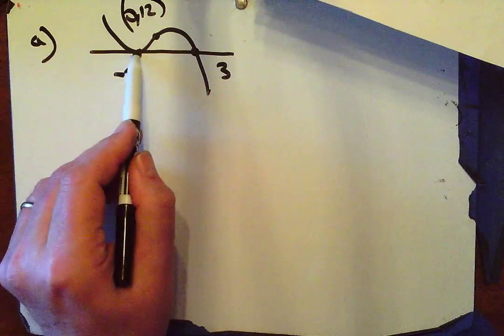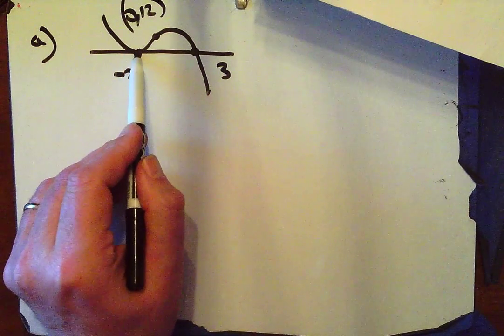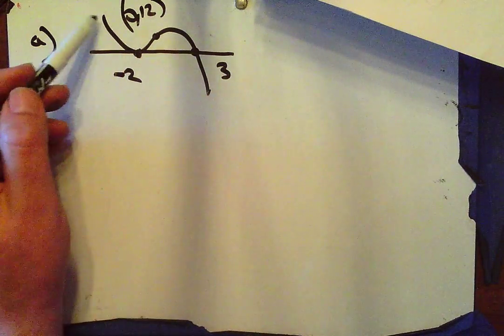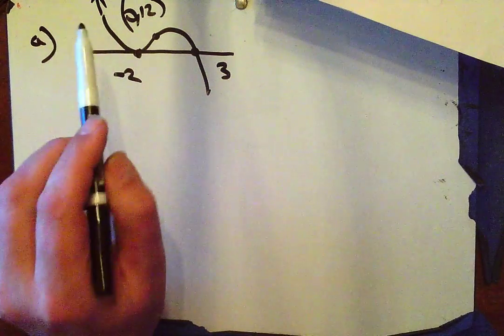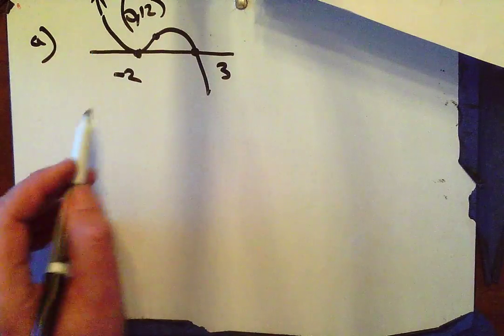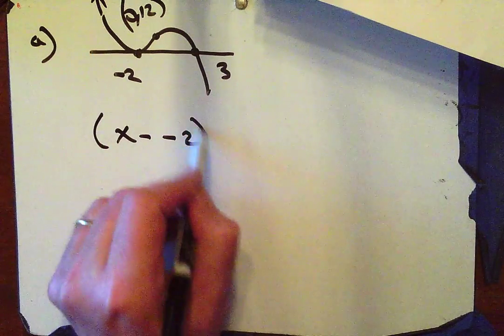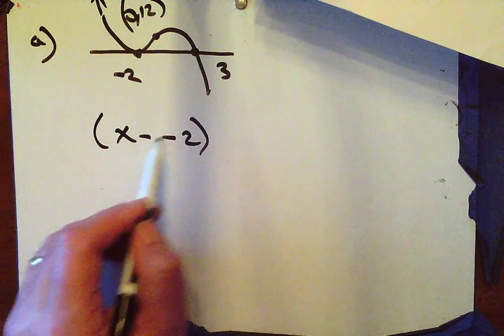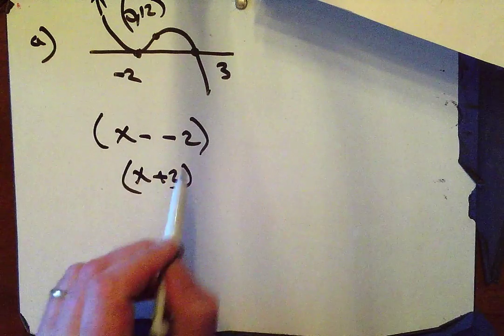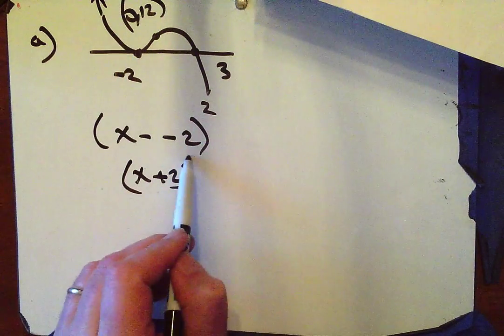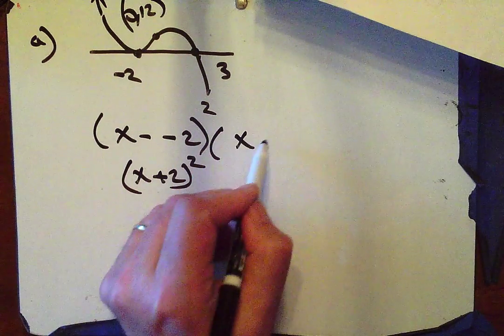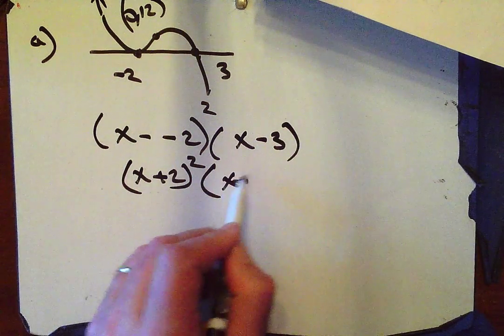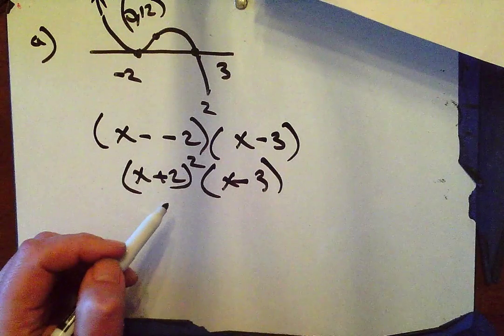Okay, well, first thing I notice is I've got a bounce. Second thing I notice is I got a negative leading coefficient. And third, I've got an odd degree polynomial. So let's start with x minus a minus 2, which could be written as x plus 2. But because of the bounce, we want a square. I see I pass through at 3 as well. And that's feeling pretty good.